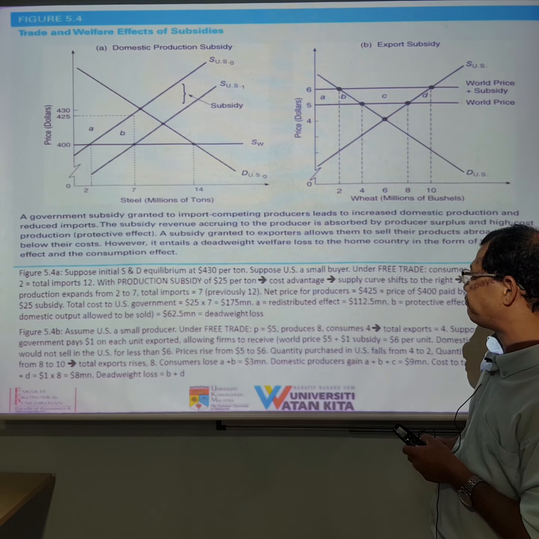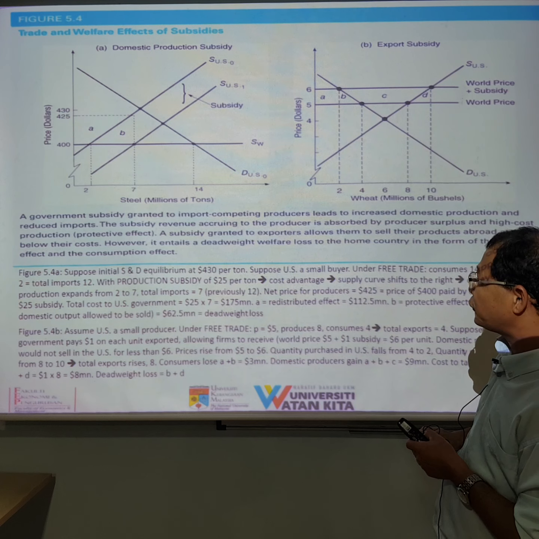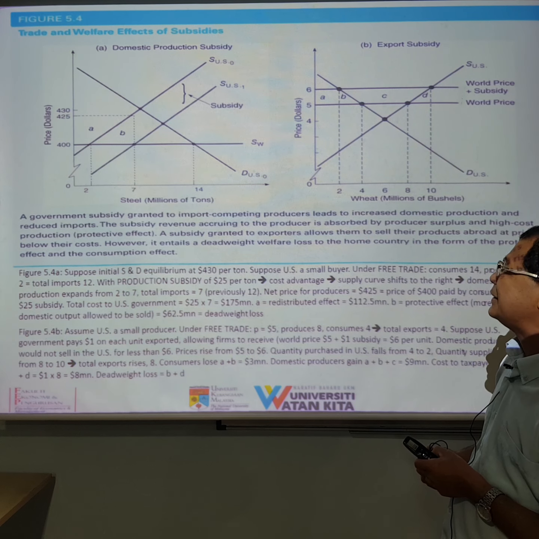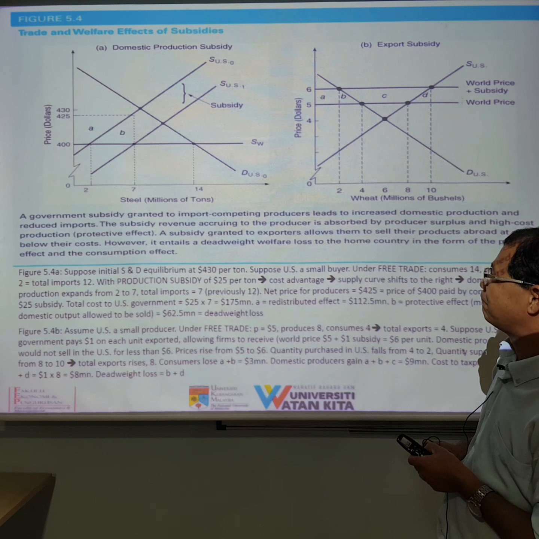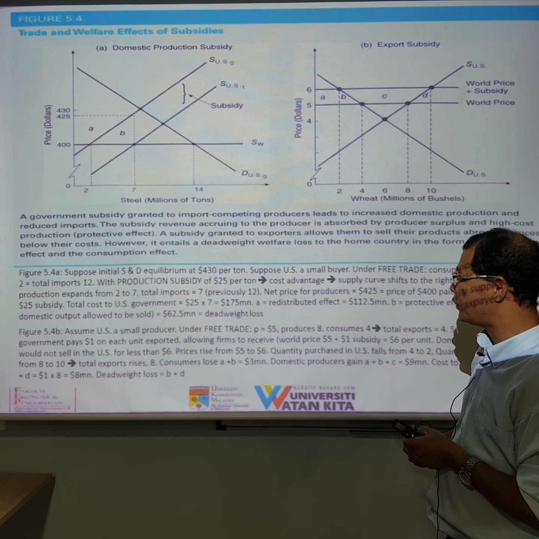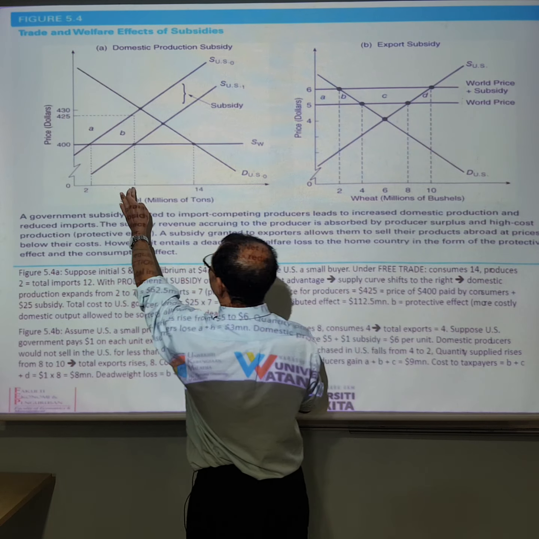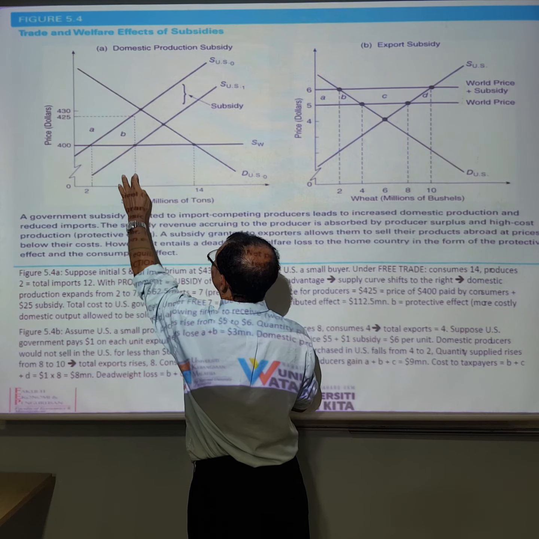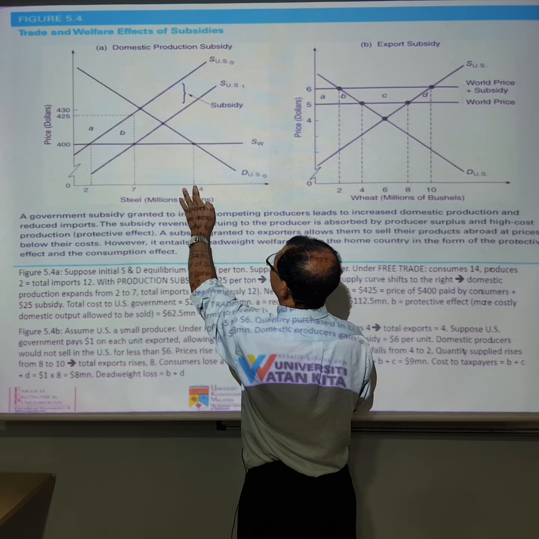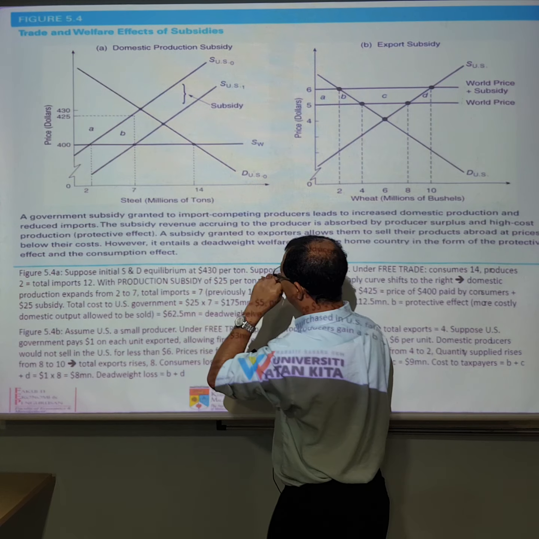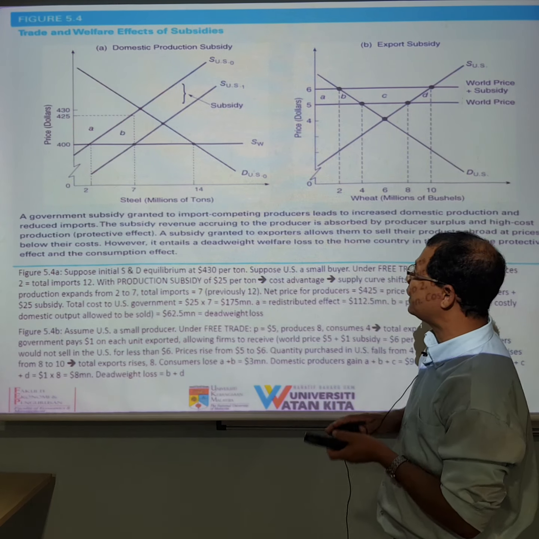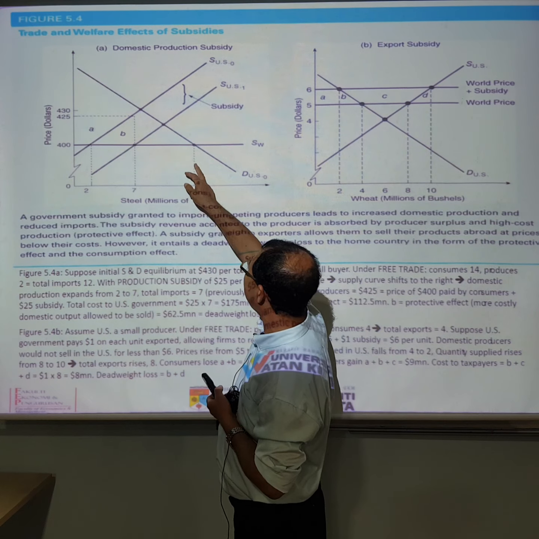And then, total imports now is 7 only. Previously it was 12. Why? This is production 7, but consumption is only 14. This is the demand. This maintains.